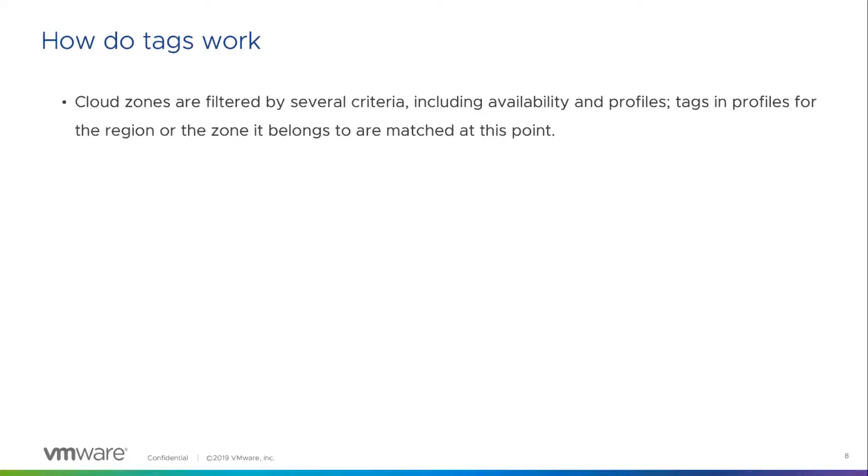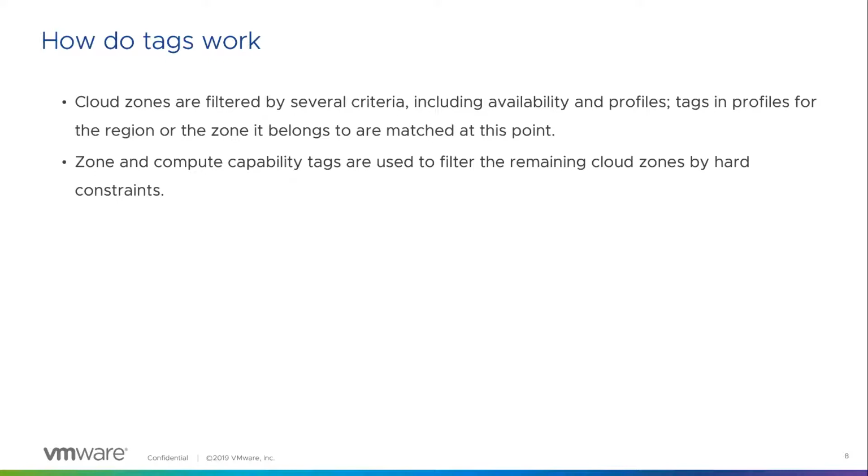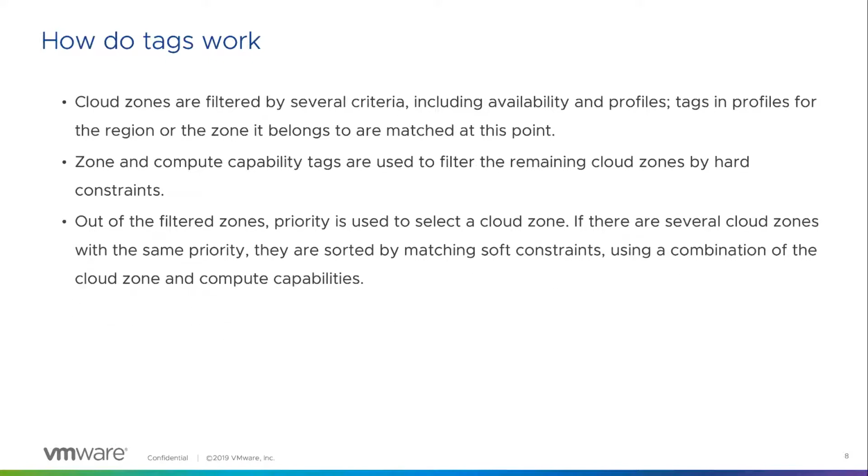And there are several criteria for selecting that, including availability and profiles, then the tags in the profiles, and then for that particular region and the zone that it belongs to are matched first, right? Then zone and compute capability tags are used to filter the remaining cloud zones. Like if I have hard constraints, which are the zones that I'm not going to utilize? On those filtered zones, okay, I can use 3 zones where I can deploy.